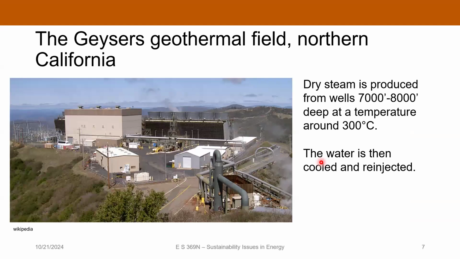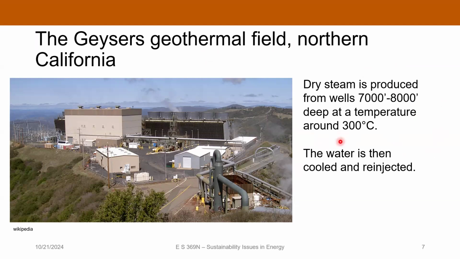I promised I would talk about the geysers, and here is a photograph of the geysers. So this again is in Northern California, kind of north of the Napa region up there. And the geology there is kind of complicated, but they've got very hot rocks about 7,000 or 8,000 feet deep. And so the geysers have been operational for quite a long time, I think going back maybe to the 1970s. I could be wrong about that. But anyway, it's about 300 degrees Celsius.